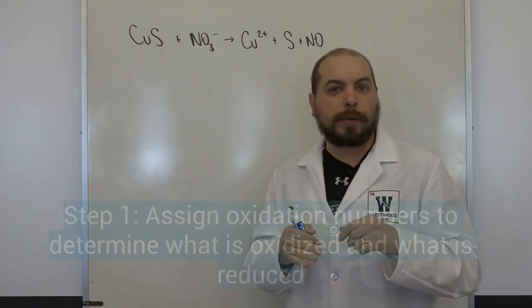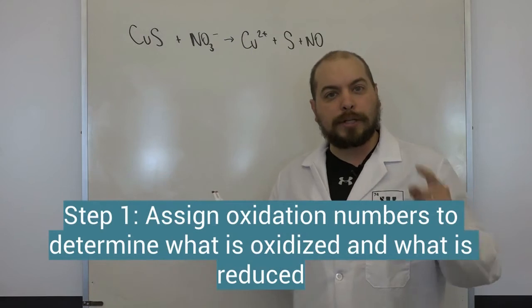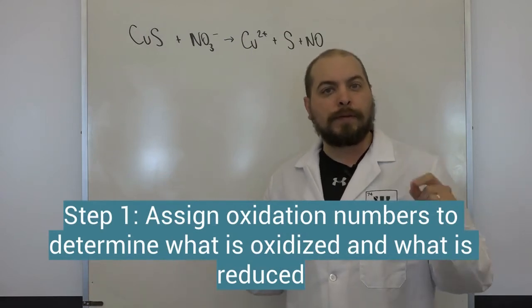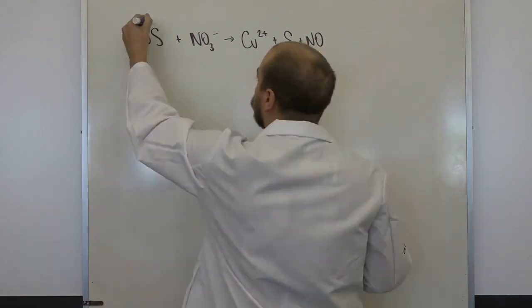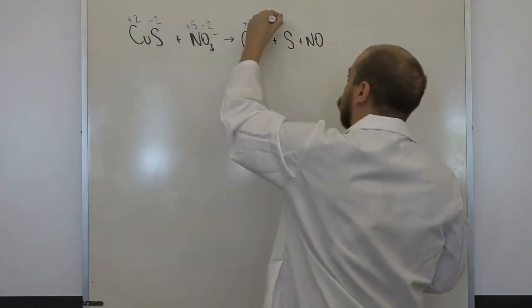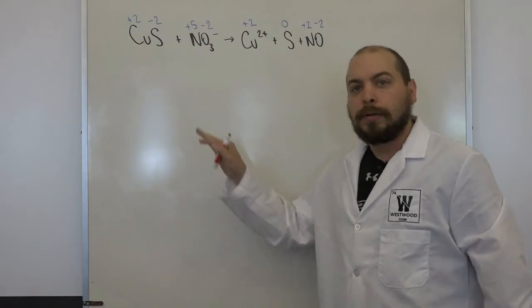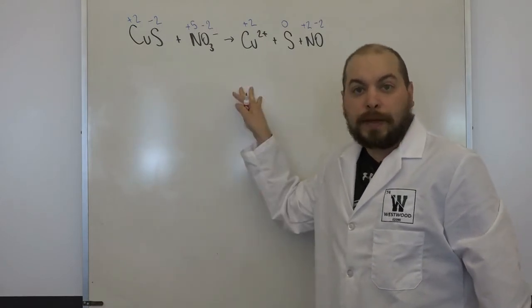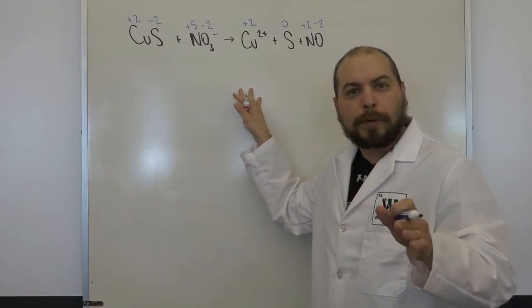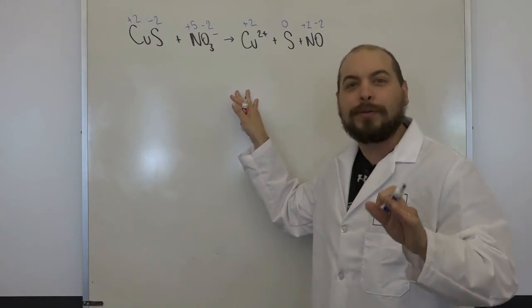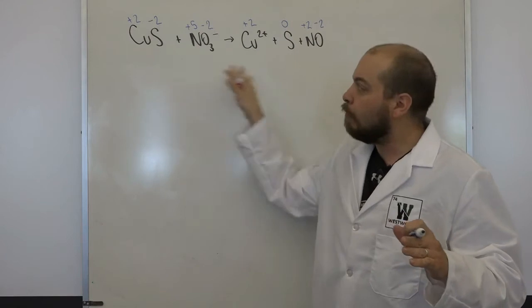So the first step, remember, is we look at our overall reaction and we write the oxidation numbers of every atom in the reaction. So let's start by doing that. So I've written the oxidation numbers of every atom within this reaction. Now, if you don't remember how to write oxidation numbers, make sure you go back and rewatch that video. But here we've got the oxidation numbers.